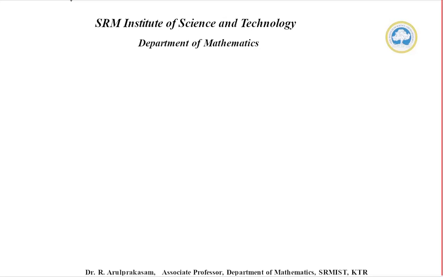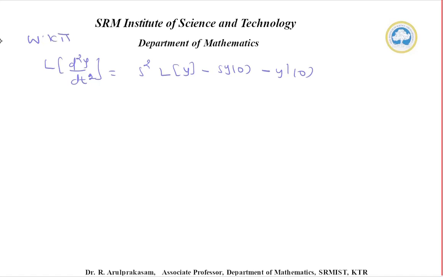What is the derivative formula? You know L of d square y divided by dt square is nothing but s square L of y minus s times y of 0 minus y dash of 0. We know this formula. Yes or no? This is the Laplace transform of the first and second derivative.